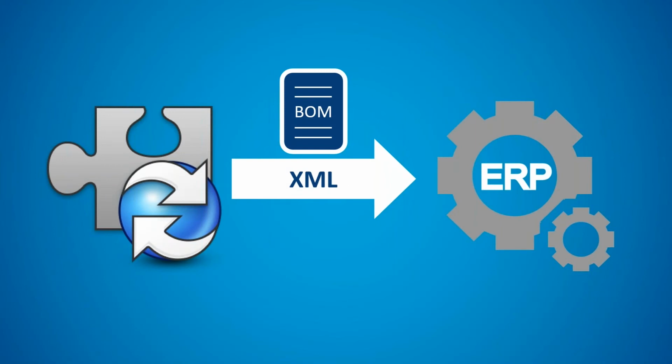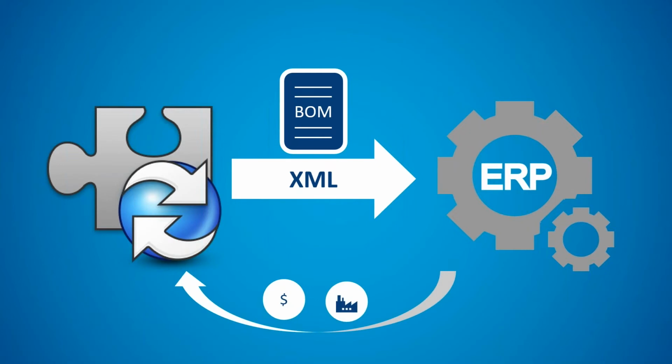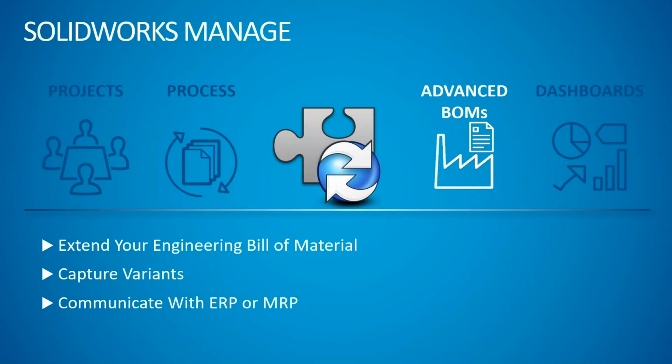Any bill of material, regardless of the type, can be created in SOLIDWORKS Manage and transmitted to ERP. And additionally, production data such as cost can be returned to update items inside SOLIDWORKS Manage. So transform your CAD bills of materials to create ones needed by other teams, and create alternative bills of materials to mitigate supply chain issues. And we have enabled two-way communication with ERP or MRP systems.